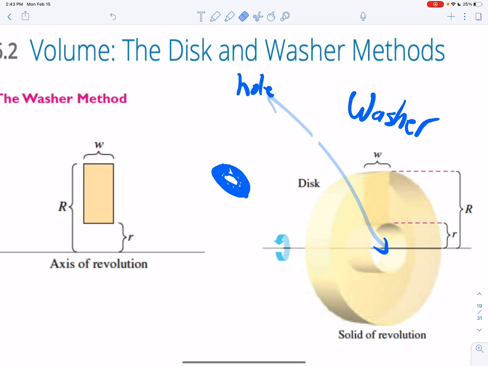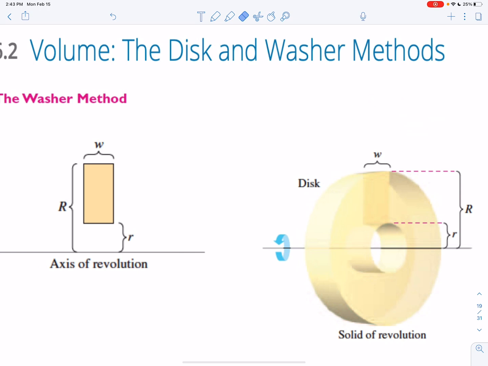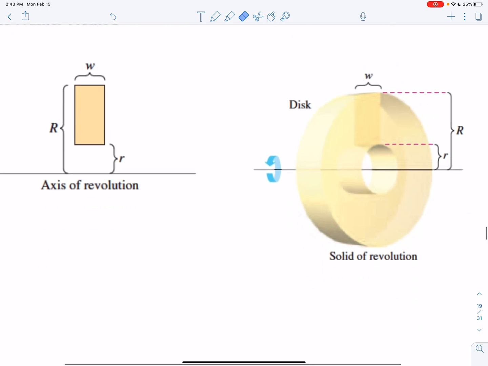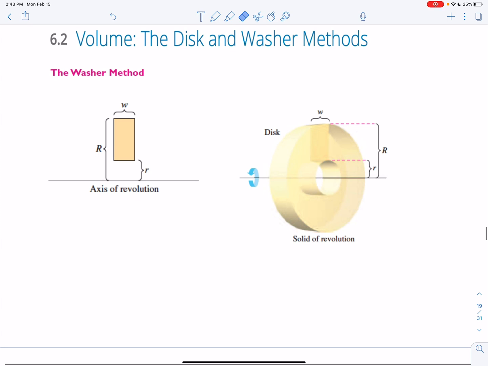So here's my question to you guys. What do you think happens to the formula? How do you think we adjust the formula if we want to find the volume of a washer? Really think about that because it's very logical. If you don't think of it right away, that's okay, but it will make sense to you, I hope, through this explanation that's coming up. But try to come up with it on your own.